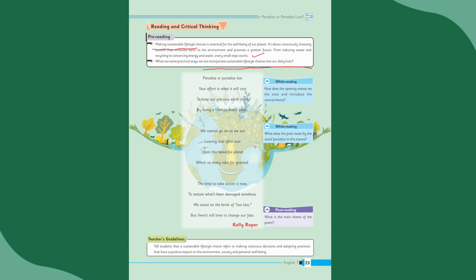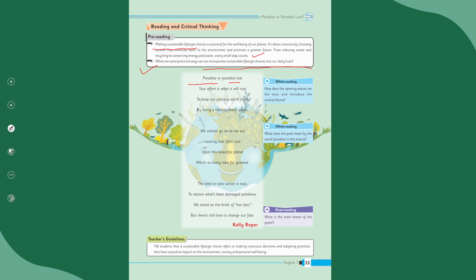My dear learners, this is about environmental preservation and conservation. Now, by reading, so many different questions come up before you actually start to read the poem.